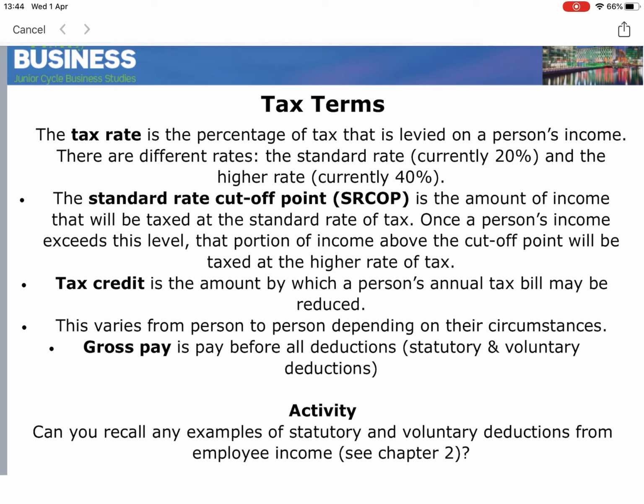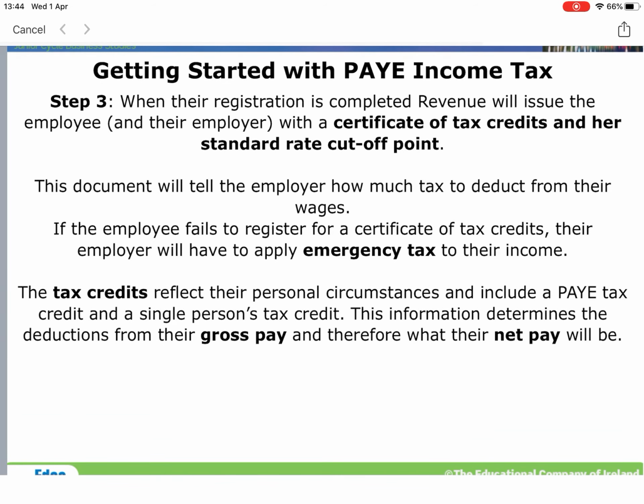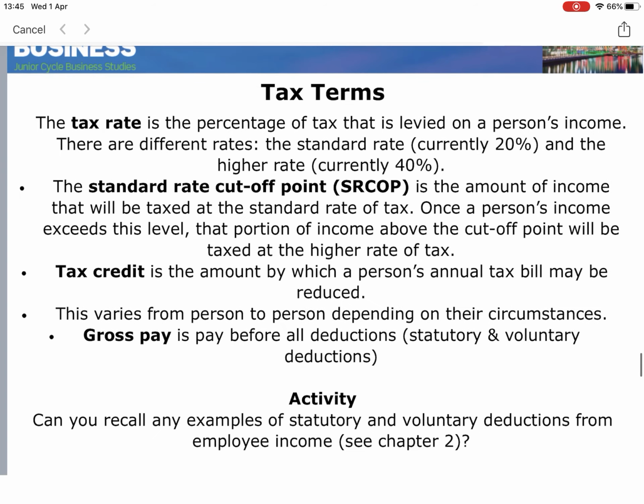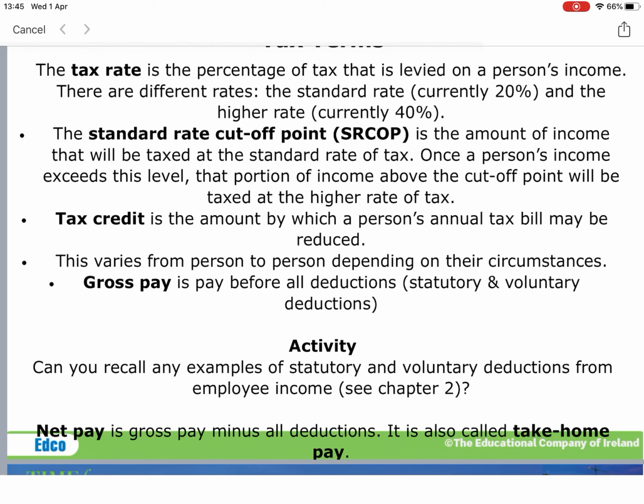A tax credit, lads, basically is a discount on tax that is charged to you. Now, your tax credits, gents, as you can see back up here, reflect their personal circumstances and include a PAYE tax credit and a single person's tax credit. This information determines the deductions from their gross pay and therefore what their net pay will be. Basically, due to your own personal circumstances, you may get a deduction, tax credits, from the tax that you have to pay, and this varies from person to person depending on the circumstances.